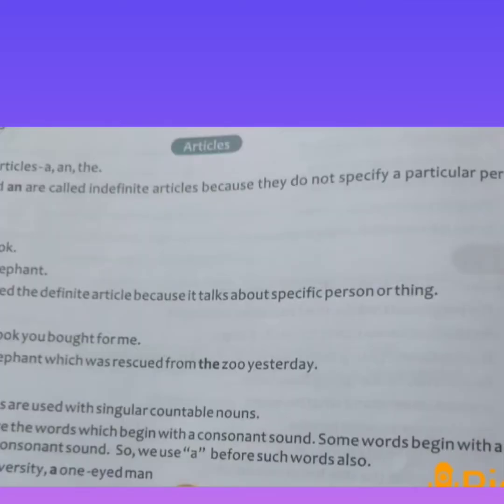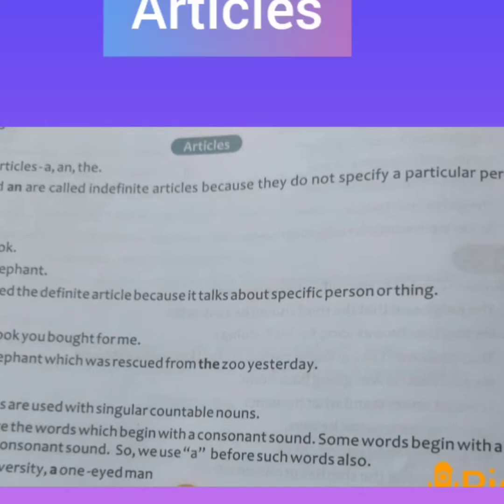So students, the first one is articles. Are you aware of articles? There are 3 articles: a, an, and the. Students, you are aware of a, an, and the? So a and an are the indefinite articles because they do not specify a particular person or thing. When we use a and an, these are indefinite, there is no surety.